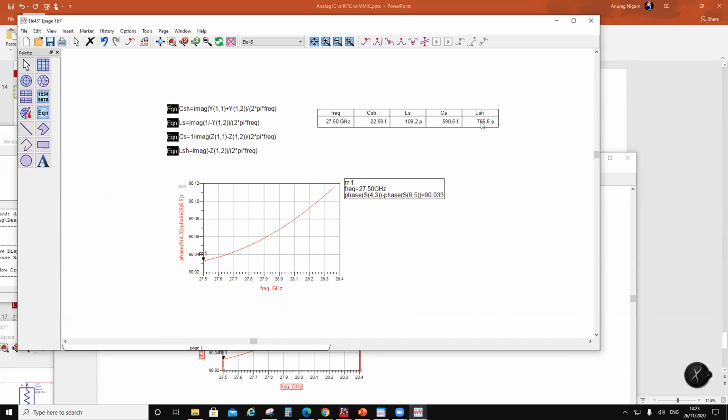So there is no problem here. The problem is 22.69 and 109.2. Okay, so that's the problem. So let's see what fix I do here. Okay. So I'm doing 45 degrees now, right?